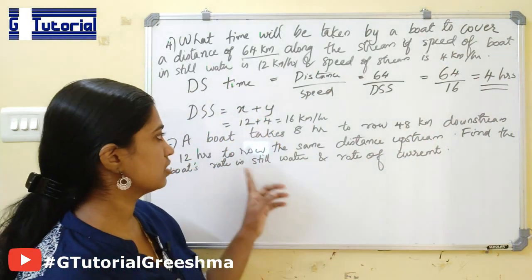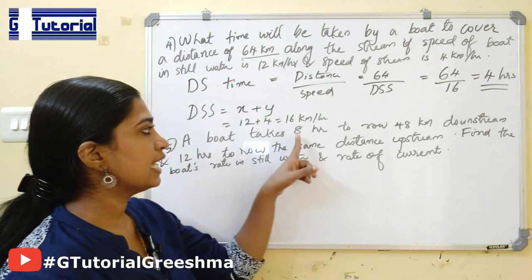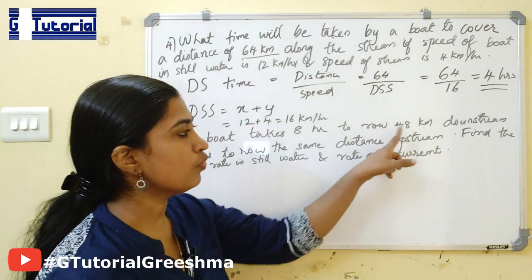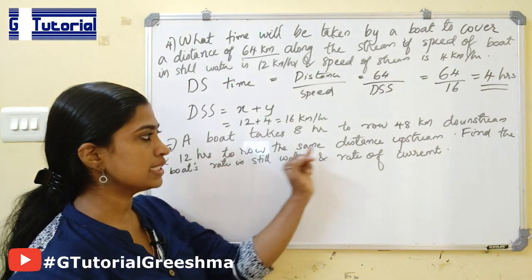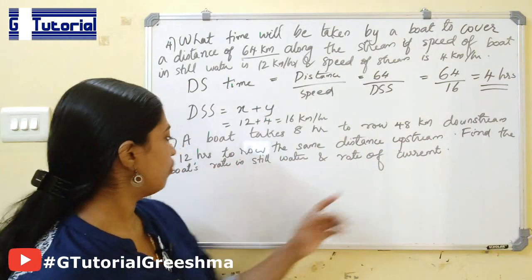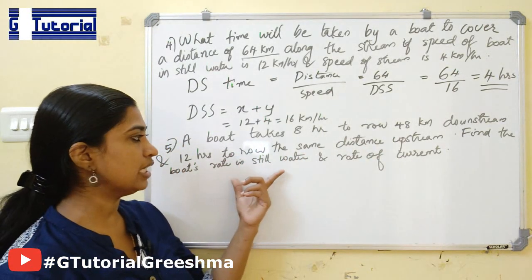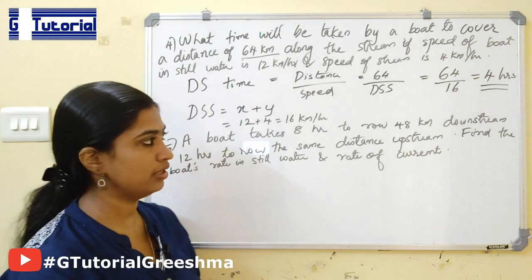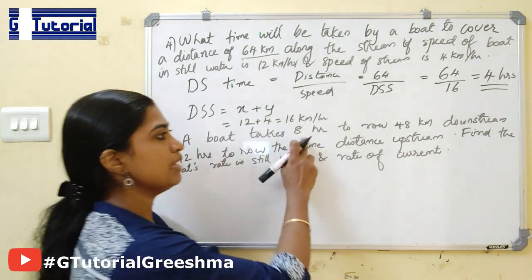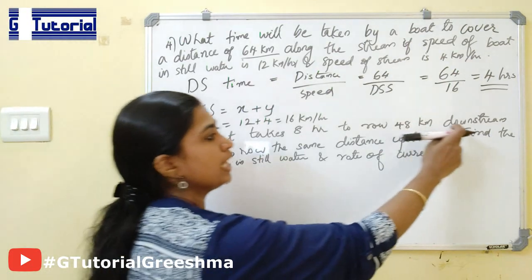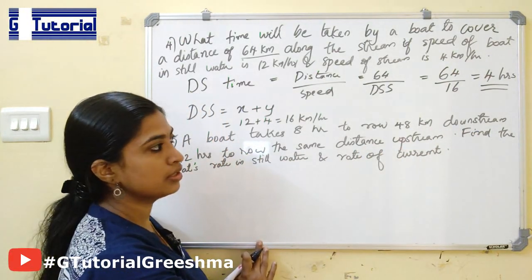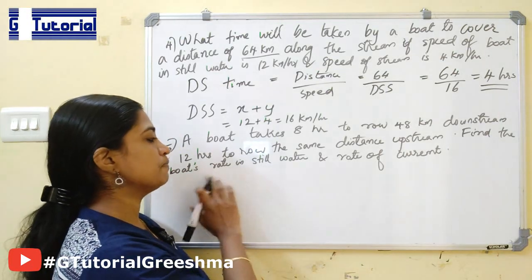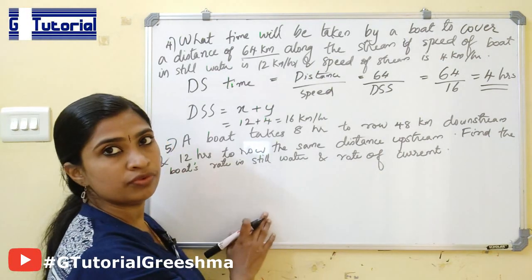Next question. A boat takes 8 hours to row 48 km downstream and 12 hours to row the same distance upstream. Find the boat's rate in still water and the rate of current. Here we are given time and distance to move in downstream direction and also in the upstream direction. And we are asked to find the speed of boat and speed of current.